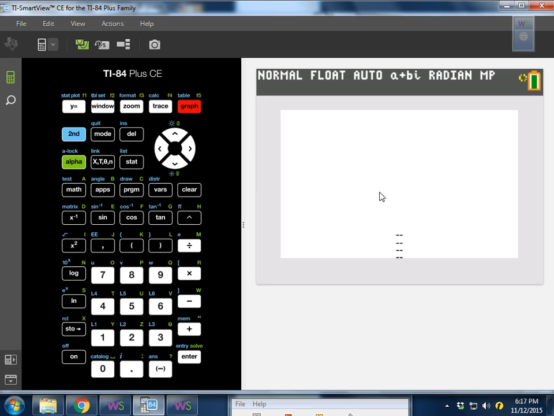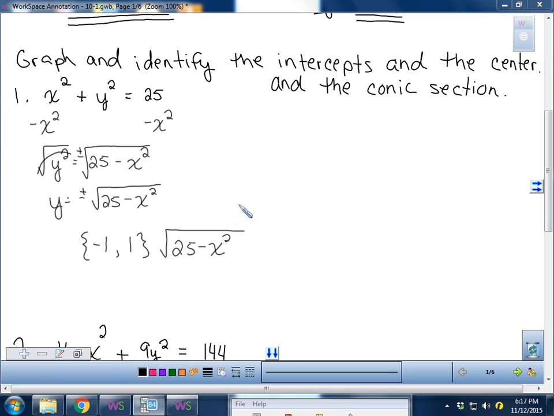We are supposed to identify the intercepts, so the x-intercepts and y-intercepts. We're also supposed to identify where the center is, which in this case is right here at the origin, and what kind of conic section it is. Since from the middle it's left, right, up, down, 5 either way, we know this is a circle. It has the same radius. Remember, the radius is from the center out to the side, so the radius would be 5 all the way around. That makes a circle. So I know that this is a circle whose center is at 0, 0.